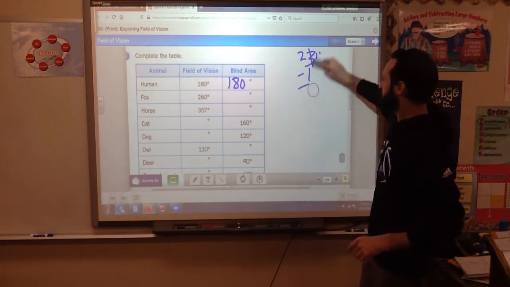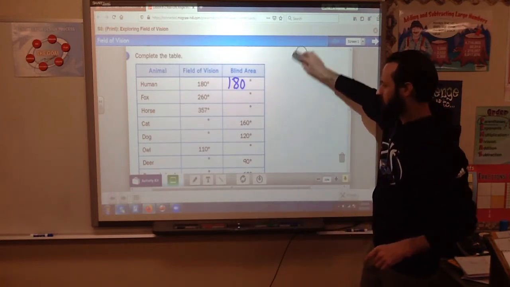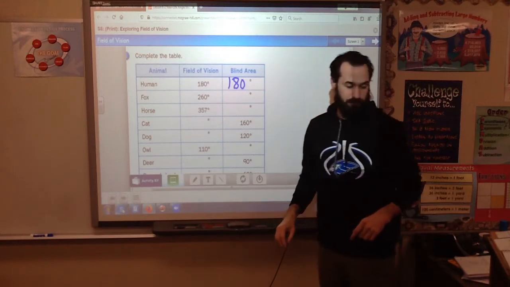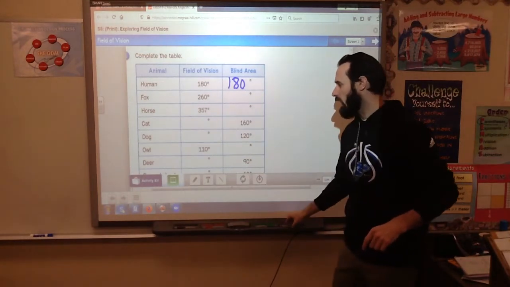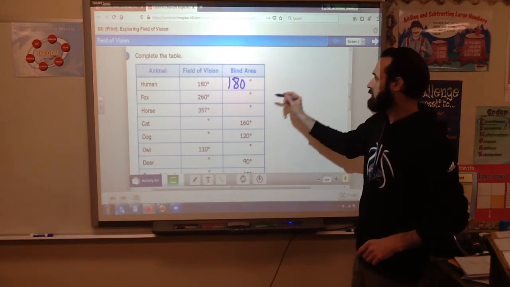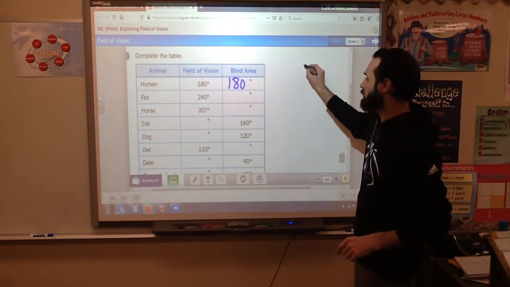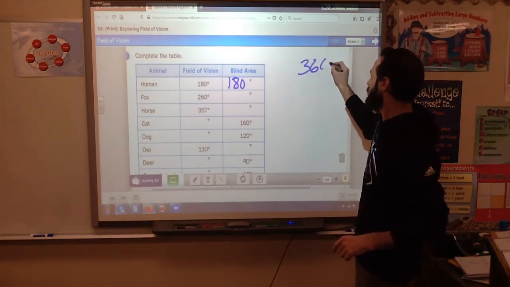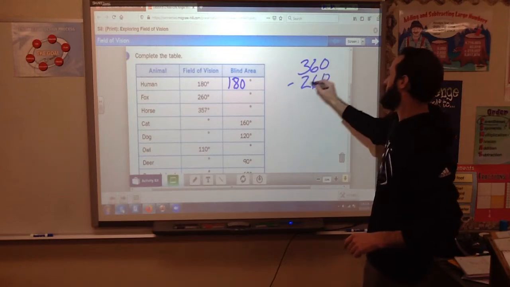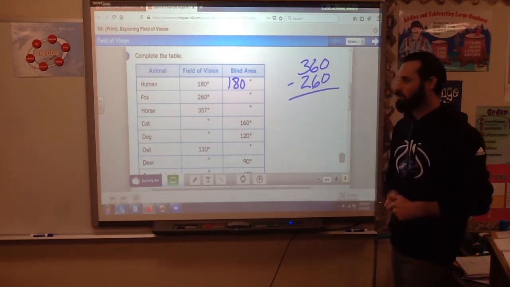So now, pretty easy math to do. The fox has a 260 degree field of vision. So that means you've got to take and subtract that from 360. So go ahead and do that.